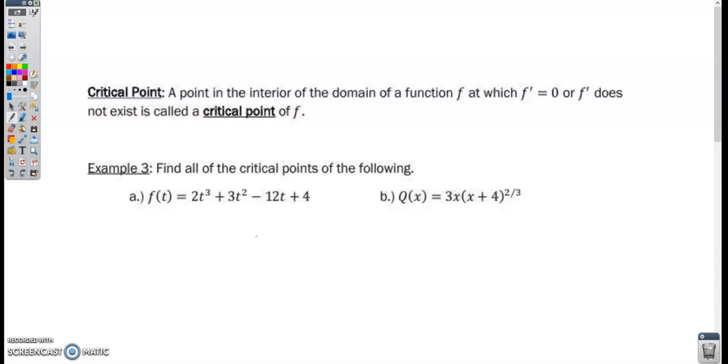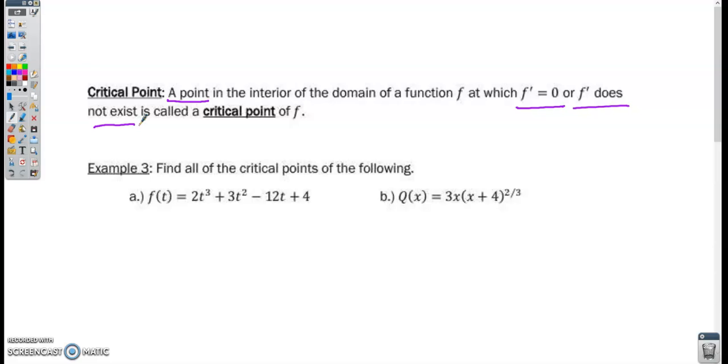So here we go. We start with a definition of what a critical point is. A critical point is a point in the interior of the domain of a function at which the derivative is either equal to 0 or the derivative does not exist. As long as there is a point there where f prime equals 0 or f prime doesn't exist, then it's a critical point.